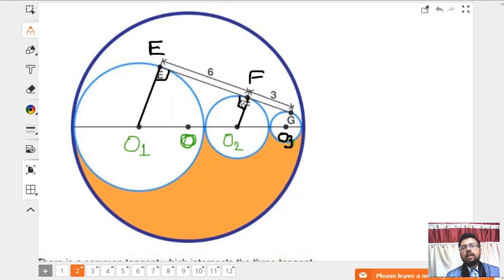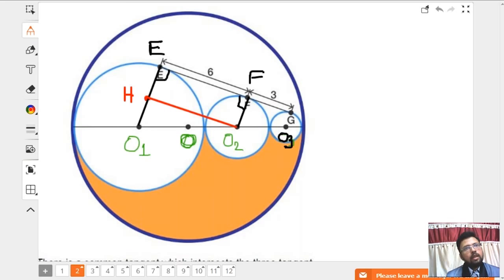Now comes the rectangle part, the one which we did in the earlier question. That is exactly what we are going to do here. We are going to construct a rectangle because we already have 90 degrees here. Just observe carefully. This will go on like this. Let's call this point H. EFGH.